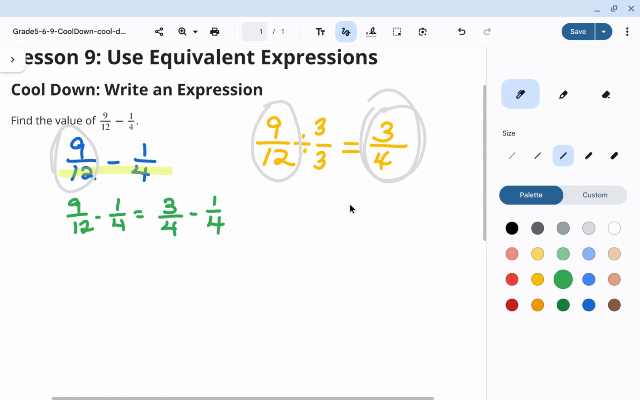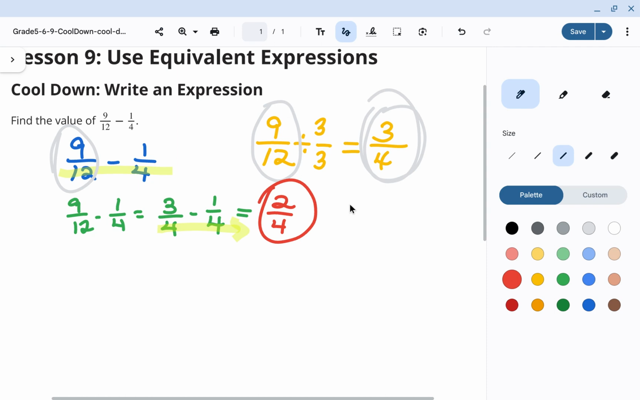But now I can go ahead and subtract because now at this moment I have denominators that are the same. Since I have denominators that are the same, I know that 3/4 minus 1/4 is going to give me 2/4. So my answer to this question, boys and girls, is 2/4.